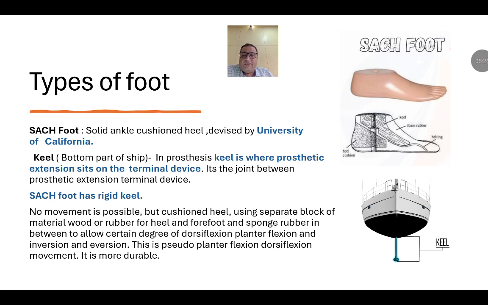No movement is possible theoretically, but the cushioned heel, using separate blocks of material like wood and rubber for heel and forefoot and sponge rubber in between, will allow a certain degree of dorsiflexion, plantarflexion, inversion and eversion. This is pseudo plantarflexion and dorsiflexion movement. So such foot is more durable. So this is basically a diagram of such a foot. Here I have shown what the literal meaning of keel is. Keel is the bottom part of the ship.